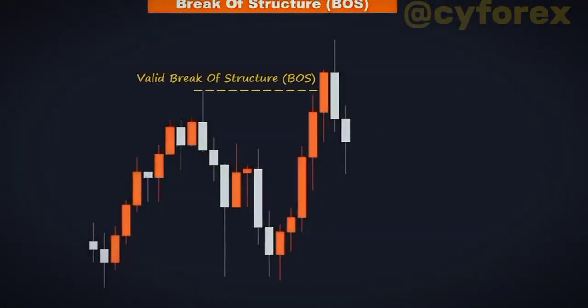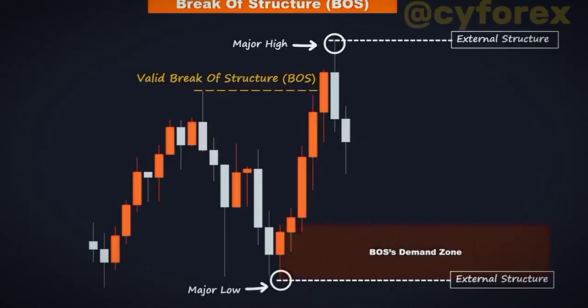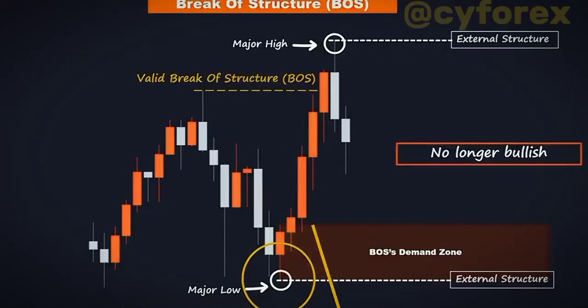A valid break of structure occurs when the price breaks and closes above the most recent higher high with the body of a candle. This holds true even if the price immediately moves downward after breaking the structure. In this scenario, the price generates a new major low and major high and establishes a new trading range. If the price subsequently breaks this newly regenerated major low to the downside, it indicates a potential trend reversal. This shift signals that the price is no longer bullish, marking a change of character.